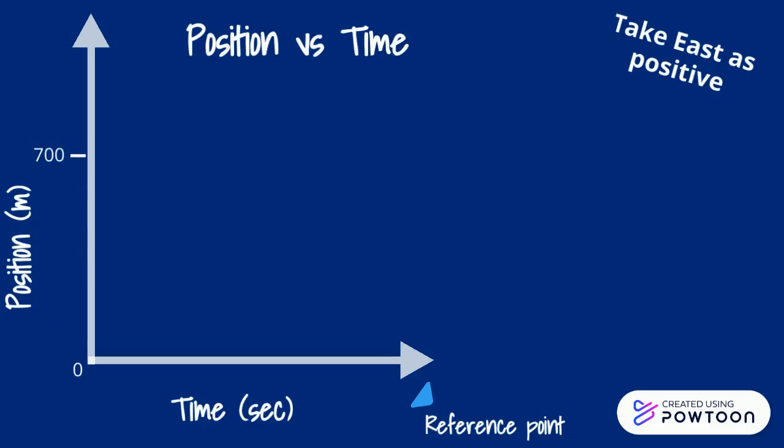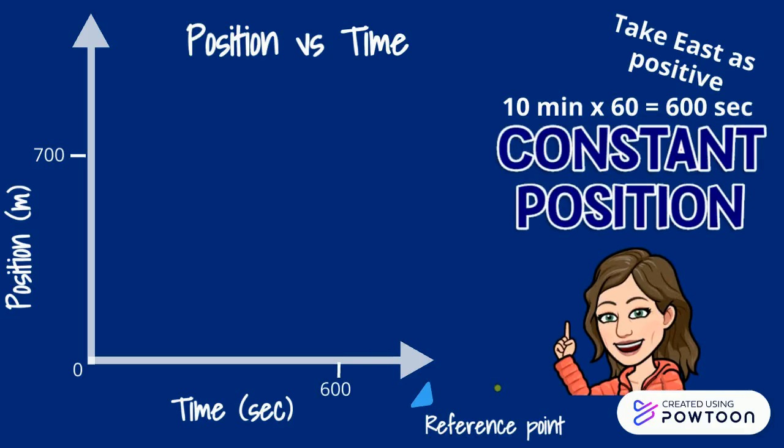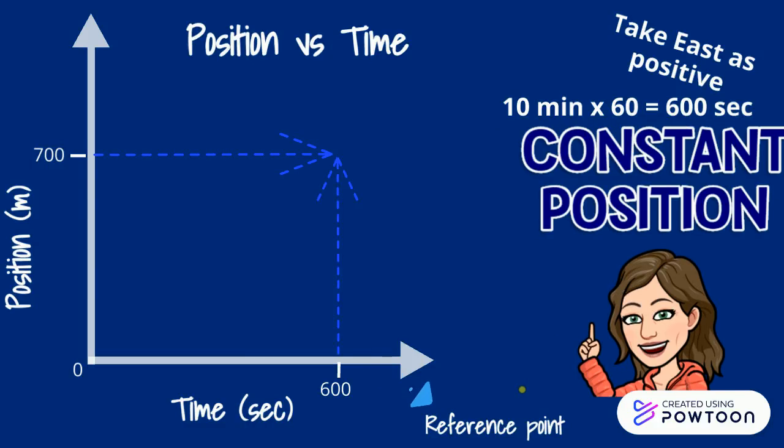Remember to convert the 10 minutes to seconds by multiplying it by 60 to get 600 seconds. Miss Landi stands still while she eats her ice cream, meaning she is at a constant position. To represent this constant position on a position time graph, we draw a horizontal line from the 700 meter mark on the position axis to the point where the 700 meter and 600 seconds meet up.